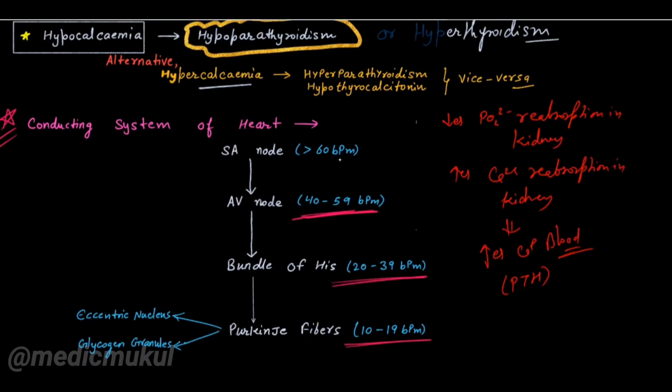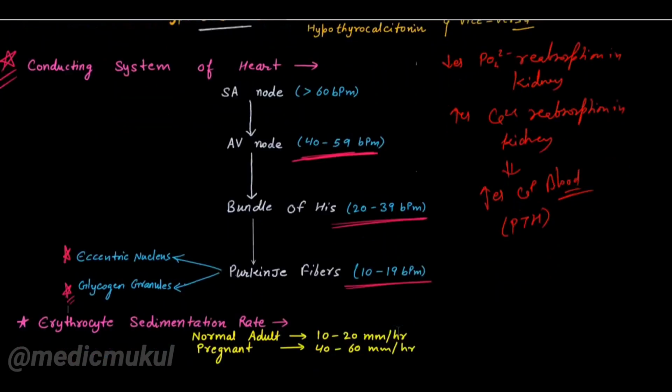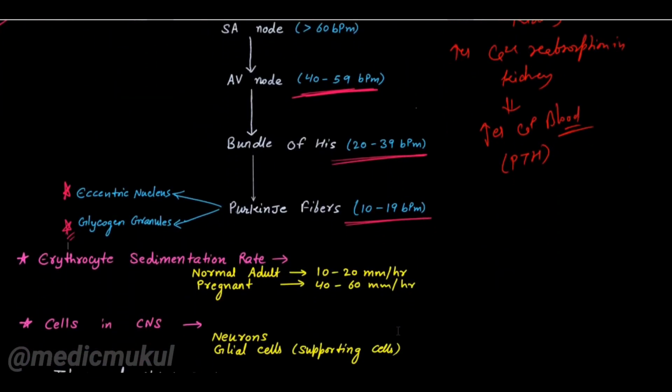Purkinje fibers, remember, have an eccentric nucleus and glycogen granules. So eccentric nucleus and glycogen granules are present in Purkinje fibers, central artery is present in the spleen, and central vein in the liver. L for liver, V for vein.